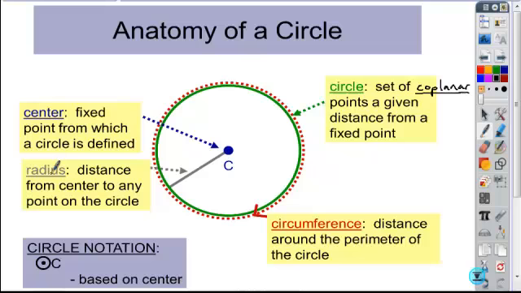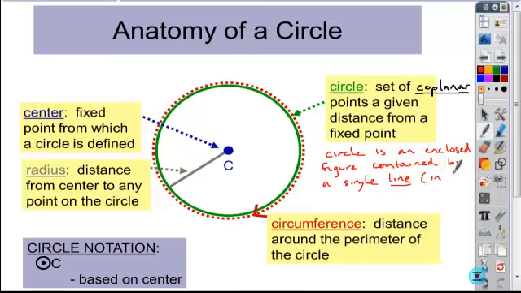And so when you're looking at a circle, there are a couple other things that we can identify about it. A circle is an enclosed figure, contained by a single line, and I'm going to include that in the historical sense. Again, the line doesn't have to be straight.